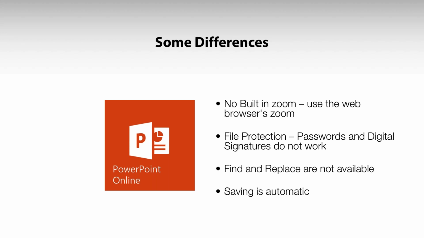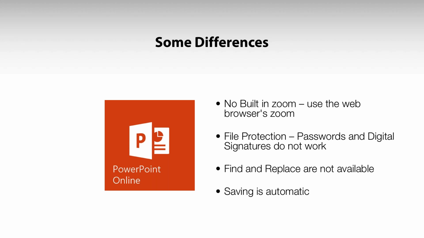A couple of highlights are there's no built-in zoom in the application. Instead, you would use the zoom for the web browser itself to make a presentation bigger. File protection, if you need to password lock or use digital signatures within a presentation, is not available on the online versions. So that would be something you would want to steer back towards the desktop and laptop applications. Find and replace is not available on the online version yet. That's probably a feature they'll be adding pretty soon, because that's fairly simple.